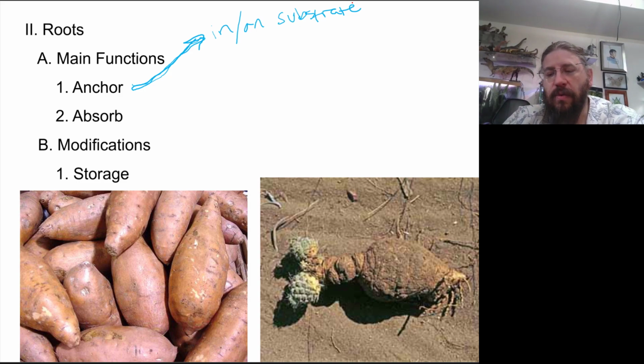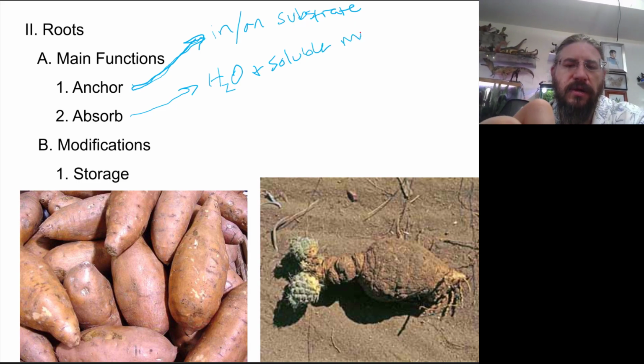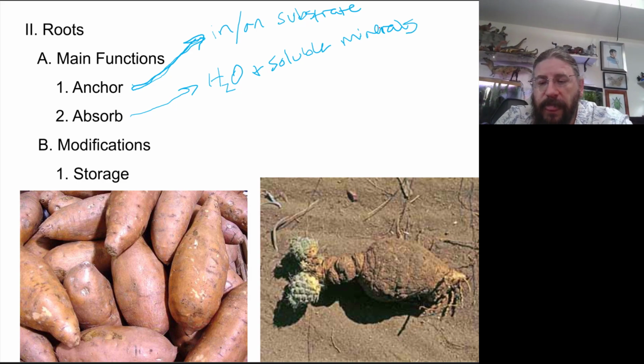Right? And then what does it absorb? How did you forget this already? I didn't hear any of you saying anything. This is ridiculous. It's water and soluble minerals. All right, so that's not too terrible. Okay, so that's the two big functions of roots.